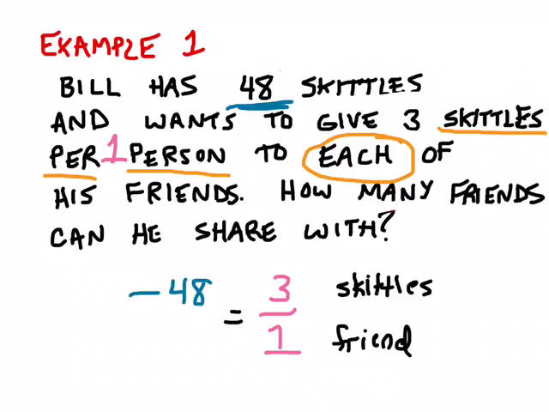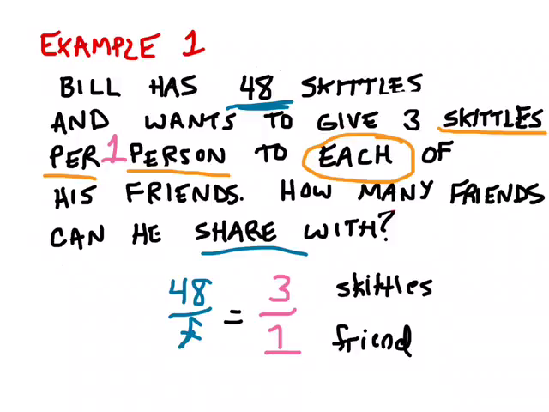48 Skittles, 3 Skittles. Always important to put the same units in the same place. And the question here is how many friends can he share with? So we're going to be finding out how many friends this equates to. If you have 3 Skittles for 1 person, how many can you give to 48? Or how many friends can that be for 48 Skittles? So friends is unknown in this equation, so I might just do F.